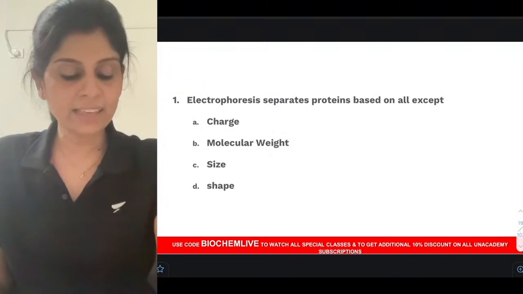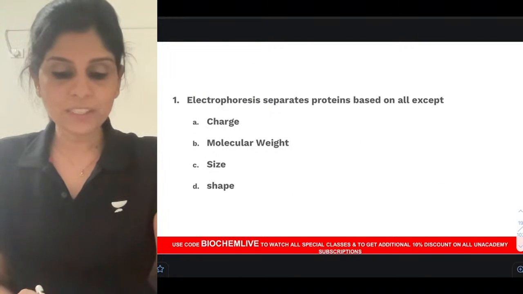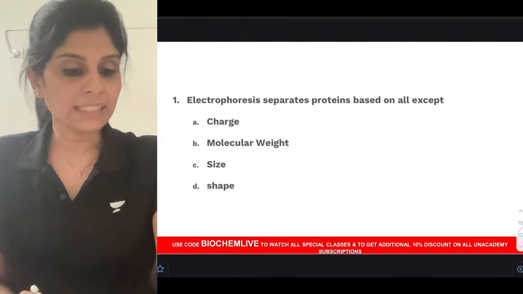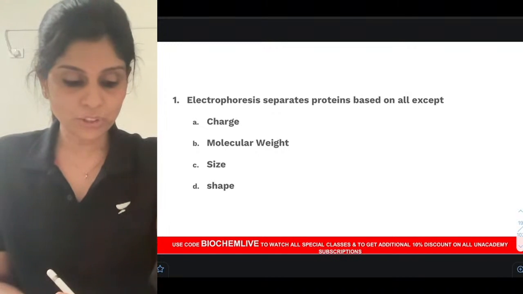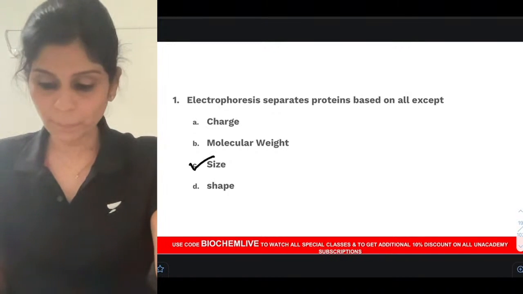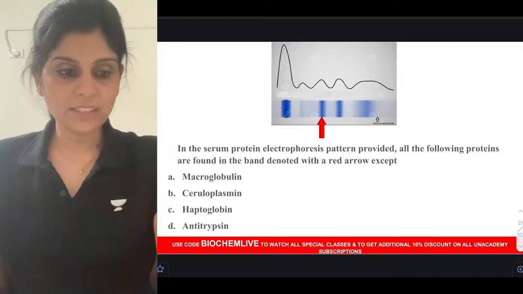Now can you try answering this question? Electrophoresis separates proteins based on all except. What would be your answer? Your answer should be size. Now the next question.